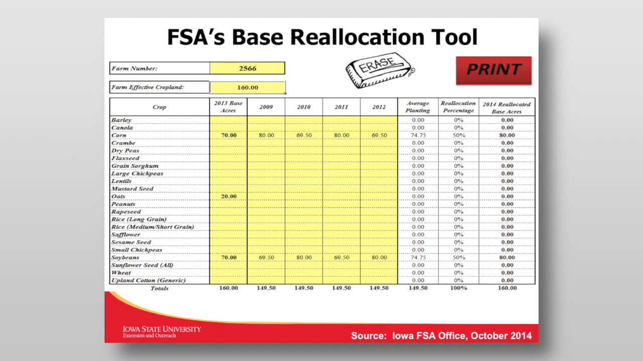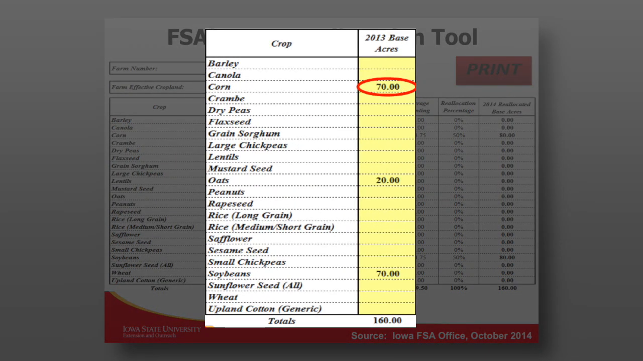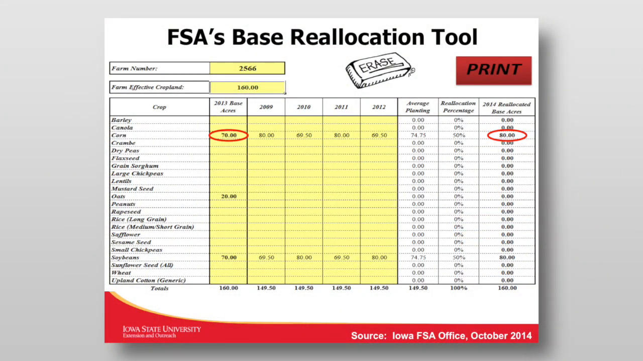Again, just a reminder as far as what we were looking at, we had a 70-acre corn base, 20-acre oat base, 70-acre bean base, and a total of 160 base acres. Remember, we can't increase the base acres on the farm. We can only determine whether to retain these base acres or plug in the number of acres that were planted of corn and soybeans in this example of 2009 through 2012. The calculator automatically calculates what would be that reallocation base.